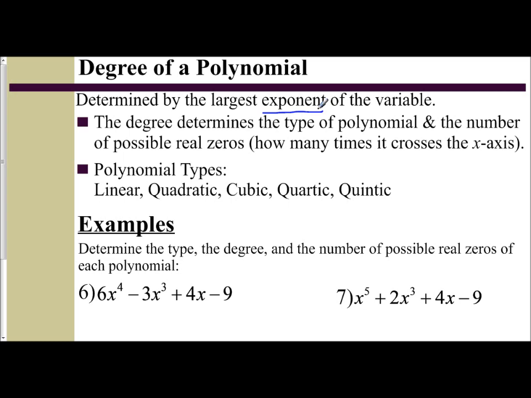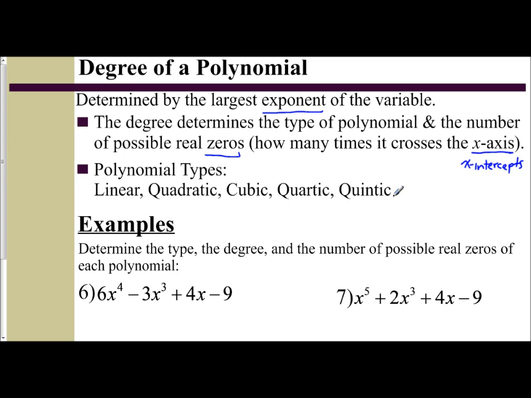The degree of a polynomial is the largest exponent of the variable in it. The degree determines the type of polynomial, whether it's going to be linear, quadratic, cubic, quartic, or quintic, and the number of possible real zeros, not the guaranteed real zeros, but the possible amount it can have. And remember, we learned in chapter 5 that zeros represent where the graph crosses the x-axis. They represent the x-intercepts.